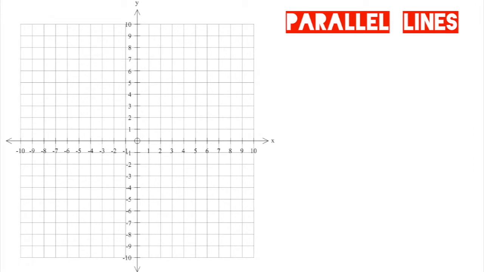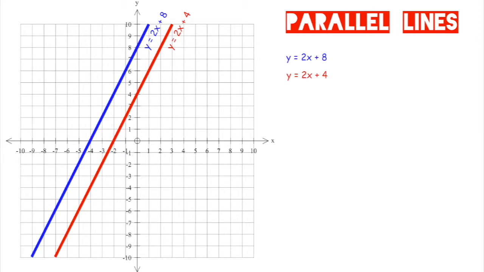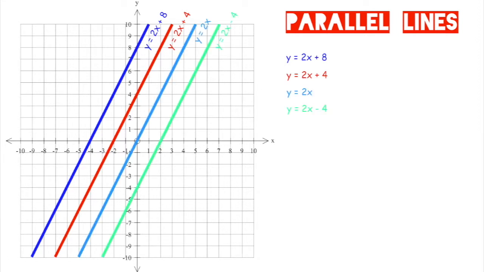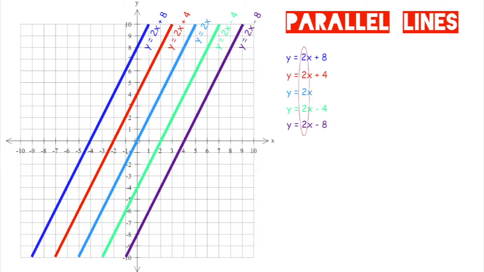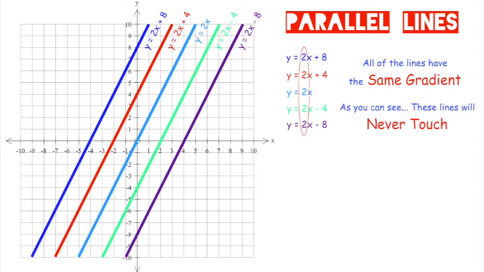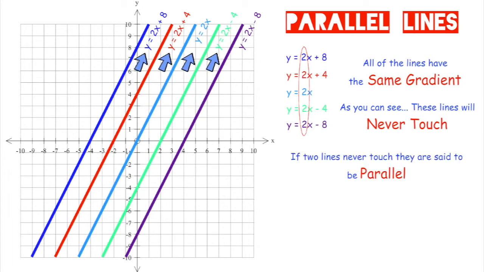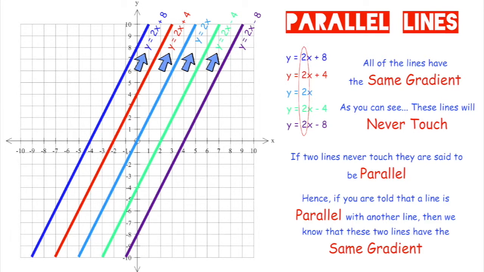Alright, so let's have a look at the following lines, shall we? That is y equals 2x plus 8, y equals 2x plus 4, y equals 2x, y equals 2x minus 4, and y equals 2x minus 8. Now if you have a look at each one of these equations, all the numbers out the front of the x are positive 2. Therefore, all of the lines have the same gradient. And as you can see when you look at the graph, these lines will actually never touch. And we know that two lines that never touch are said to be parallel. Therefore, if you are told that a line is parallel with another line, then that means that the two lines have the same gradient.